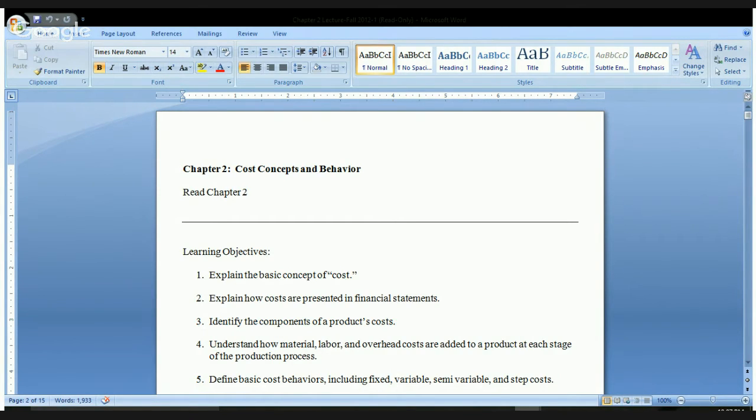Now, other overhead is basically anything dealing with the building or the general line itself. So in this case, it would be factory insurance, the rent, the utilities, the depreciation, electricity, things like that. Something, again, you can't directly tie to a particular item.